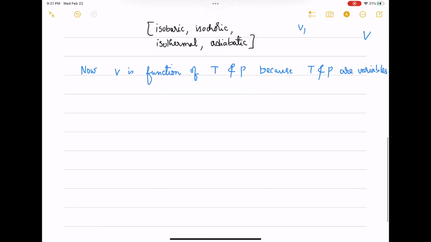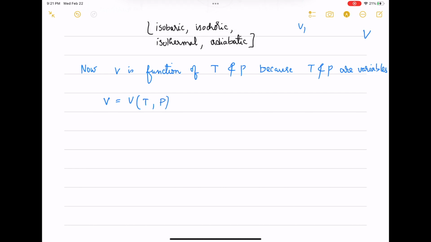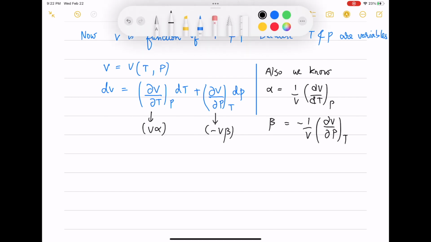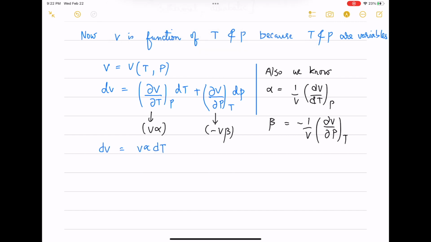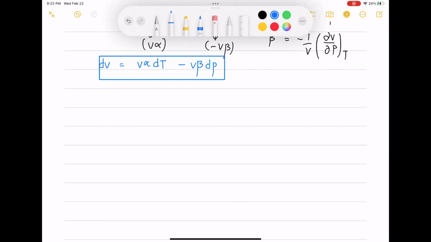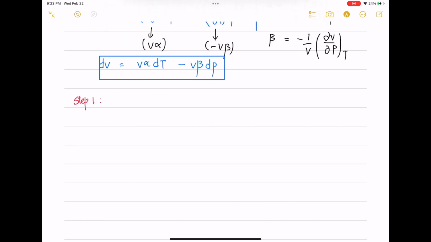So what we will do is write volume as a function of temperature and pressure and write down the derivative form of dV, and we will use the alpha and beta from the textbook. So alpha is 1/V dV/dT and beta is 1/V dV/dP, and we will put them in the equation. So we will have dV equals V alpha dT minus V beta dP.